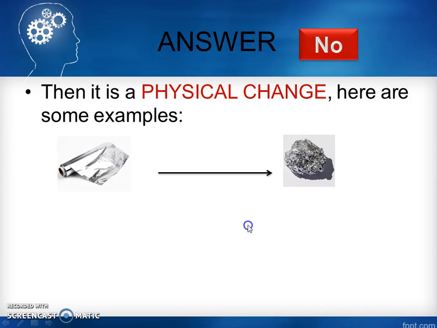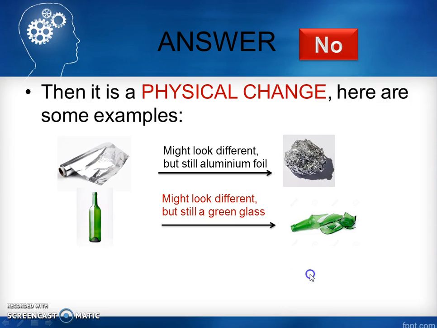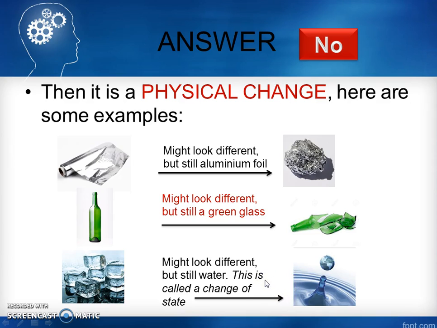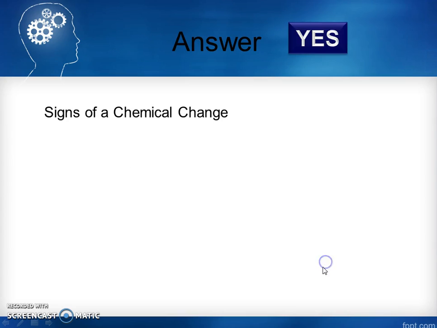Here are some examples. We've got some aluminum foil here, and now it's crumpled. Looks different, still aluminum foil. Glass bottle, broken. Looks different, still green glass. Ice to water, looks different, but it's still just water. This is called a change of state, ice to liquid, or solid to liquid. Physical changes are usually reversible. That's another clue or key to keep in mind.